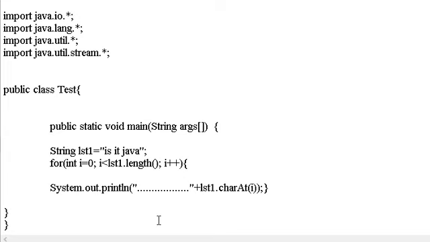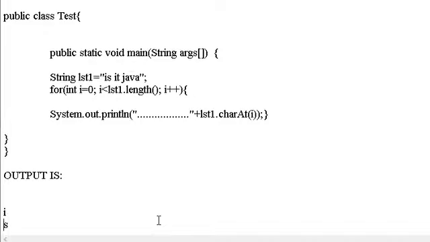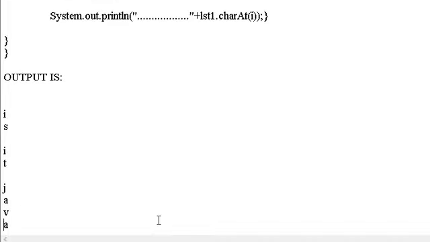If you run this particular class, then the output will be like "is space I t again space JAEE". So it's printing all the characters within that string.